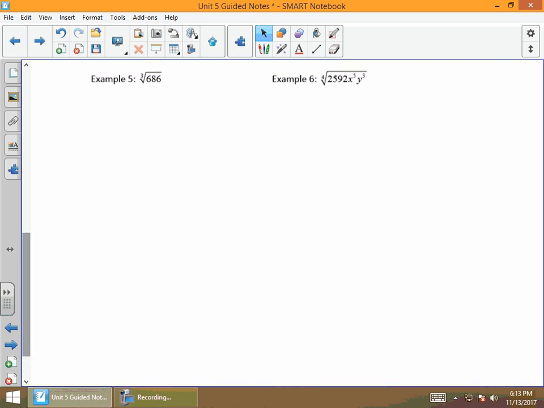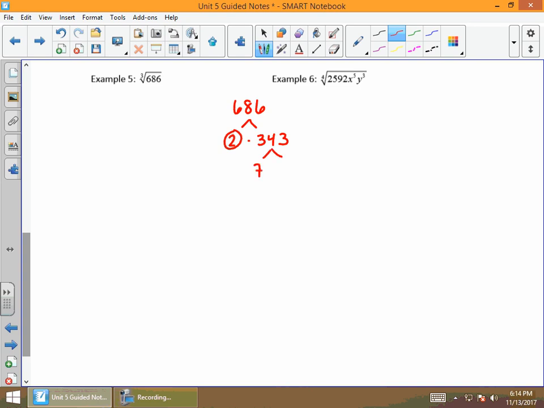All right, so this next one, yikes. This is a big one. So this is 686. I know this because it's even. 686 is divisible by 2. This is 2 times 343. And 343 is not divisible by 2. 343 is not divisible by 3 evenly. 343 is divisible by 7, however. So 7 times 49. 7 is a prime number. 49 is 7 times 7. So there's my prime factorization of 686.